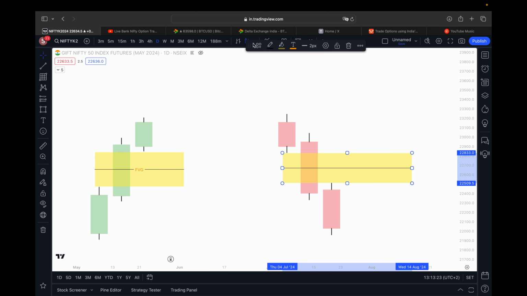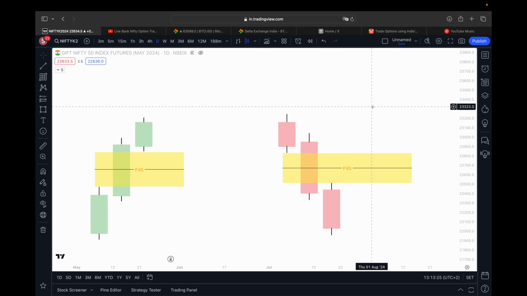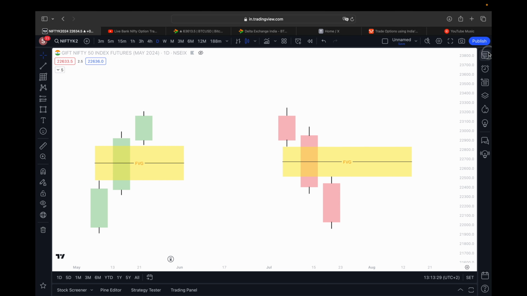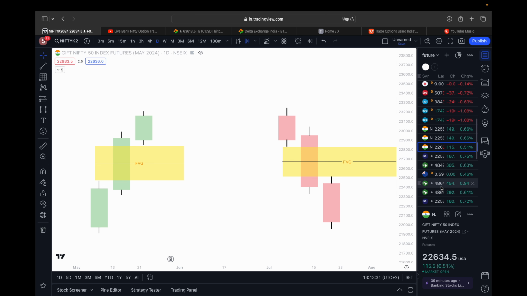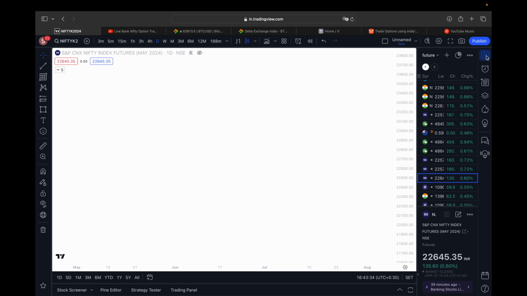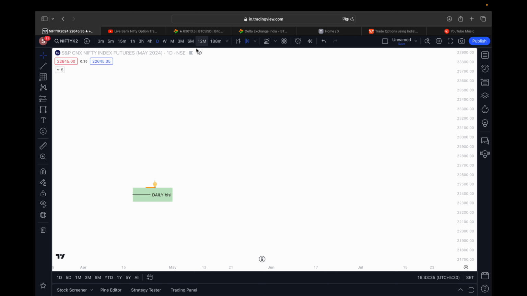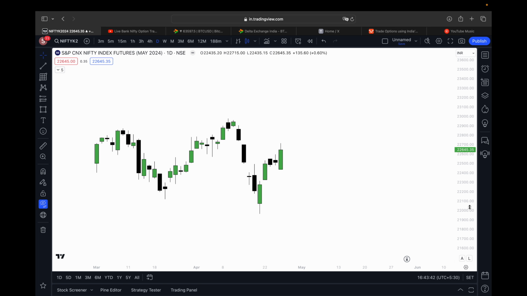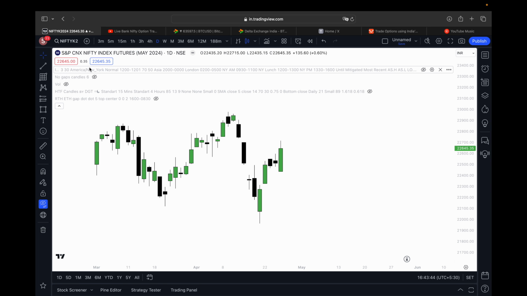So this is my strategy. I'd like to show you today's trade. All of this was taken on a fair value gap. Before we go into this, Nifty has many holes, many gaps, in its price action.